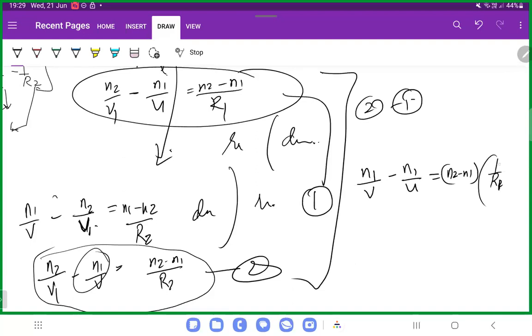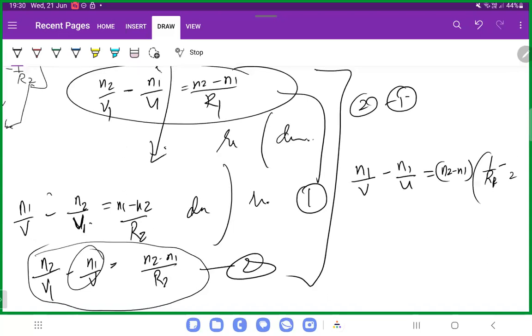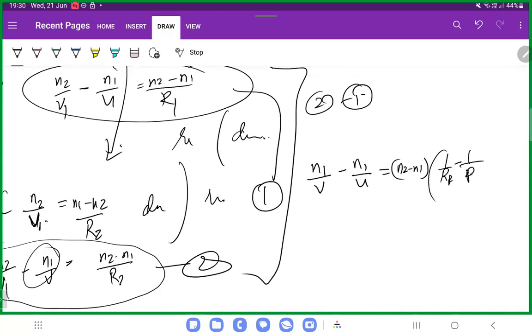R1 minus R2, we're subtracting, so it will be a minus sign. Okay, I didn't interchange this one. Minus R2, 1 by R2. So if I take this N1 here and bring it here, it will become 1 by V minus 1 by U.